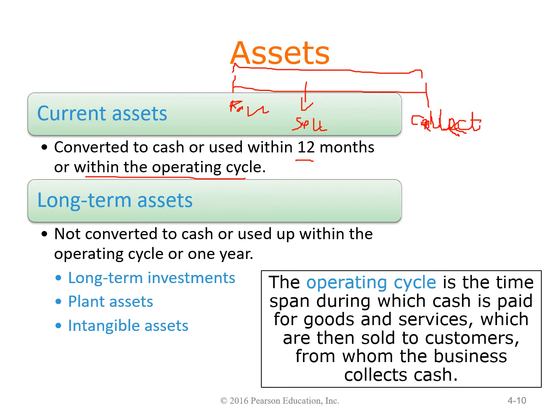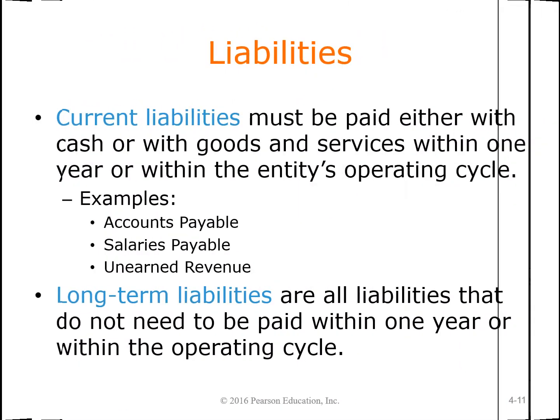Long-term assets are not converted into cash or used within the operating cycle or 1 year, which means the conversion of that asset into cash will exceed that period. So long-term assets are not converted to cash or used up within the operating cycle, like long-term investments, plant assets, and intangible assets. Any assets that will last for more than 1 year.